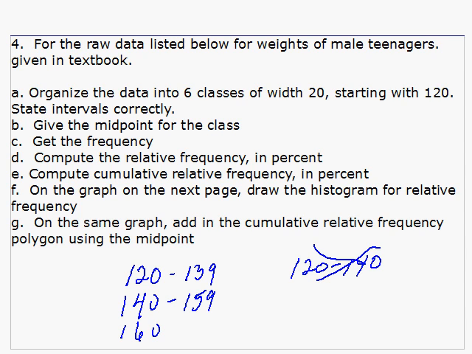Make your tallies based on that data. Compute the midpoint. Then get your frequency, relative frequency, and percent. You know how to do all that. And then the cumulative frequency. So let's do a little bit of this.